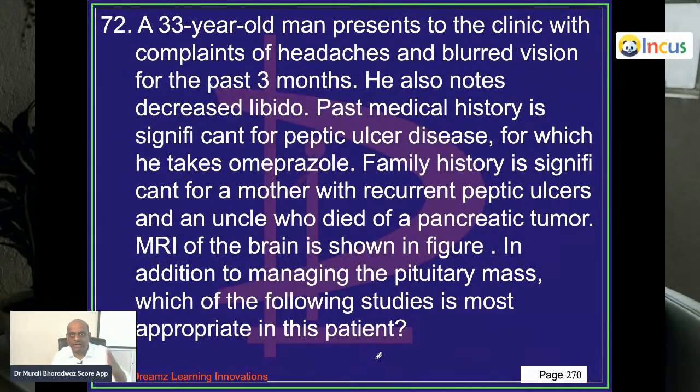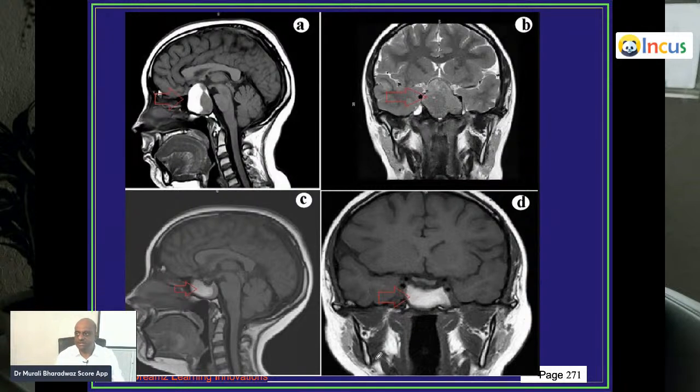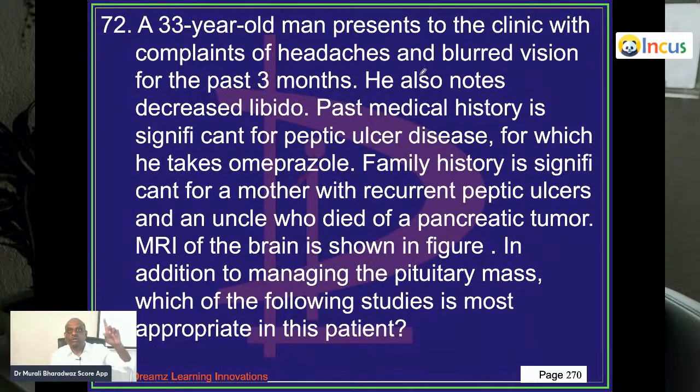A 33-year-old man presents to the clinic with headache, blurred vision, and there is peptic ulcer disease. He is on omeprazole regularly. And what do you see here, doctor? You are able to see a pituitary mass, which is a prolactinoma. Pituitary tumor, peptic ulcer. Peptic ulcer means gastrinoma in the pancreas. So what is that syndrome that you remember? Multiple endocrine neoplasia.